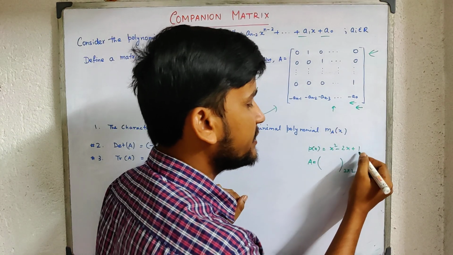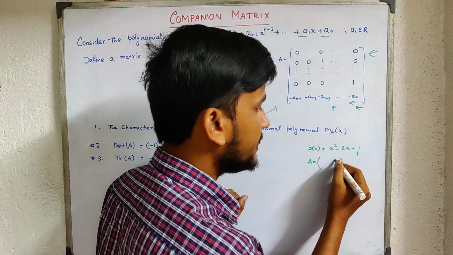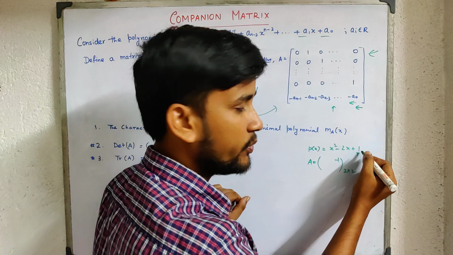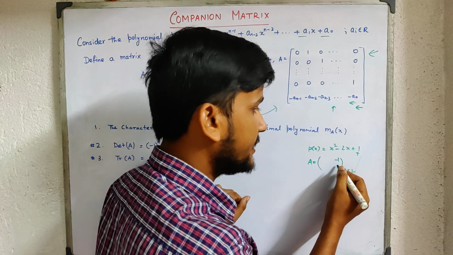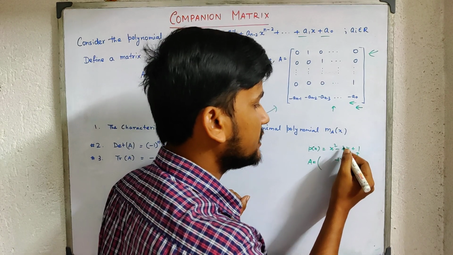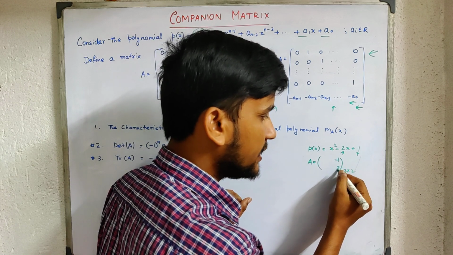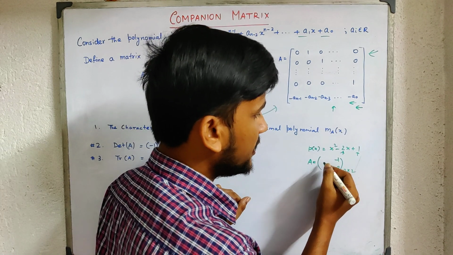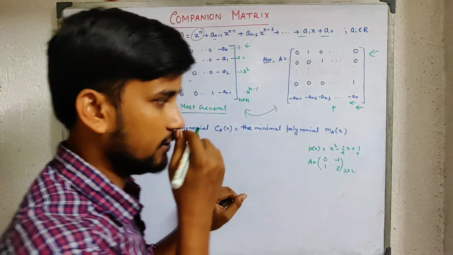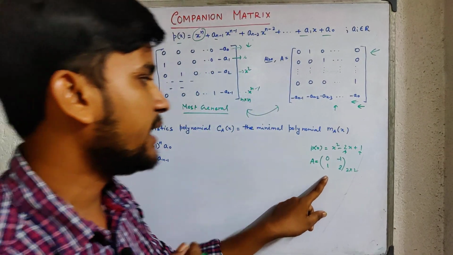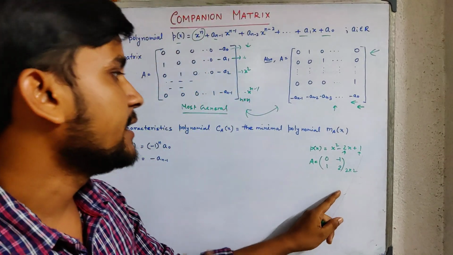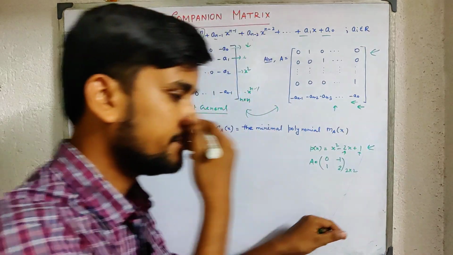First, the coefficient of x to the power 0 should be taken here with a negative sign. Since 1 is positive here, we write the negative sign. Then the coefficient of x with a negative sign. The coefficient of x is -2, so with a negative sign, this should be 2. The off-diagonal entries are 1, the other entries are 0. So this matrix is called a companion matrix associated with this polynomial.